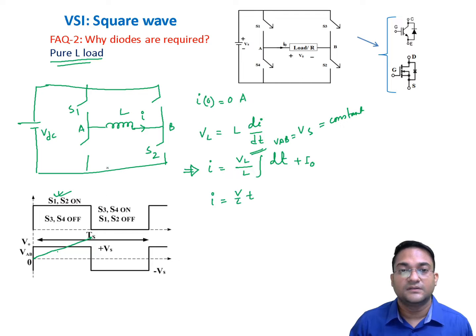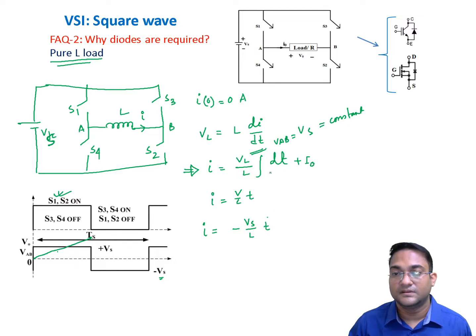At this point, we are turning on S3 and S4, and as soon as we do that, we are applying a negative voltage of amplitude Vs, minus Vs, across the inductor. So what will be your inductor current? It will be minus Vs by L times the integral of dt plus I0. Now this I0 is the same as this value now.